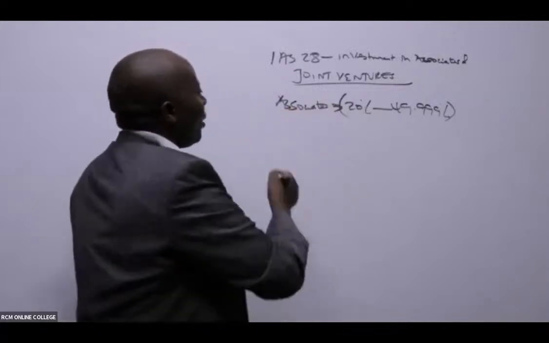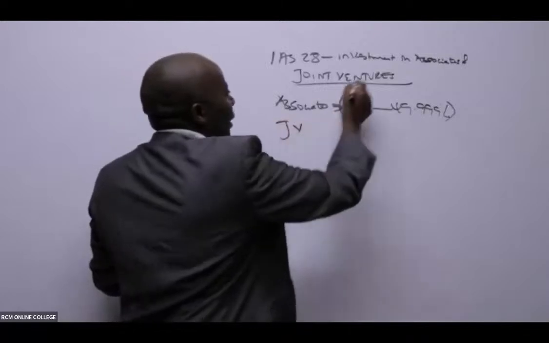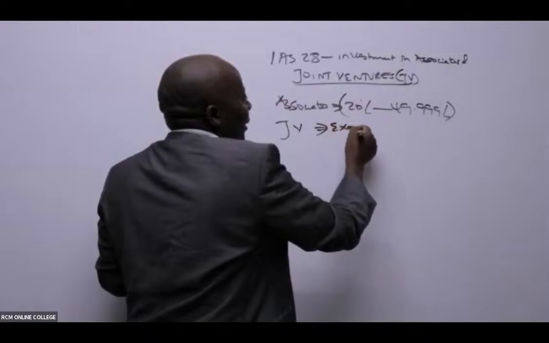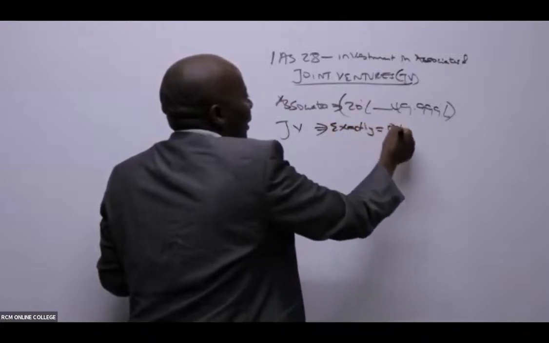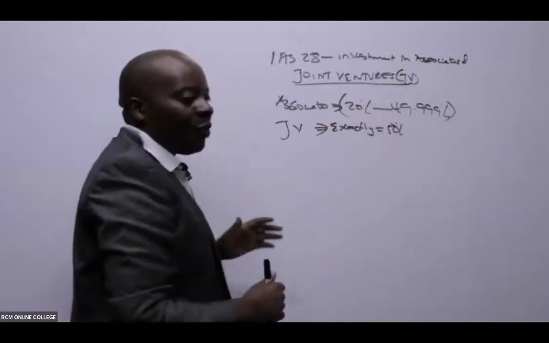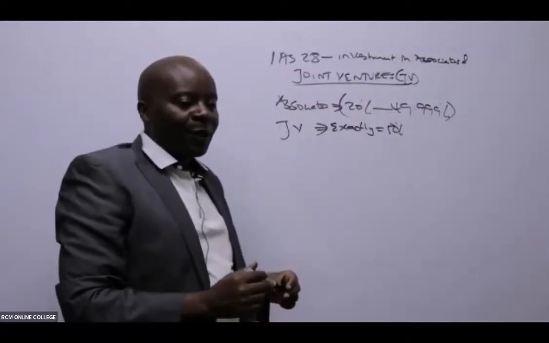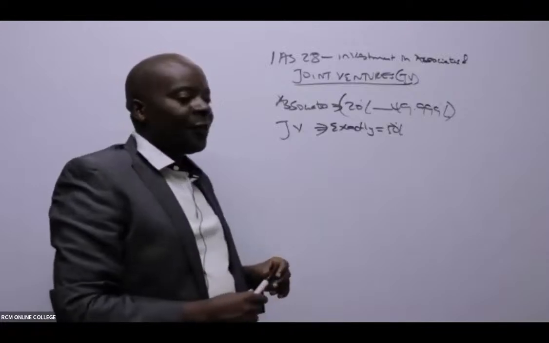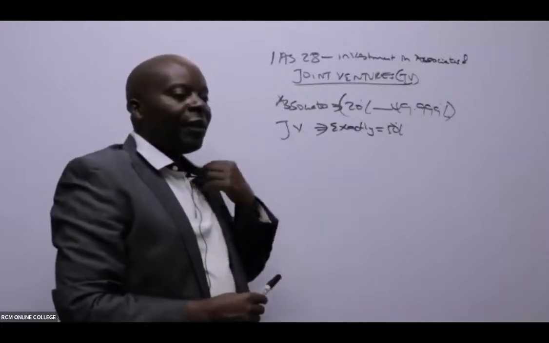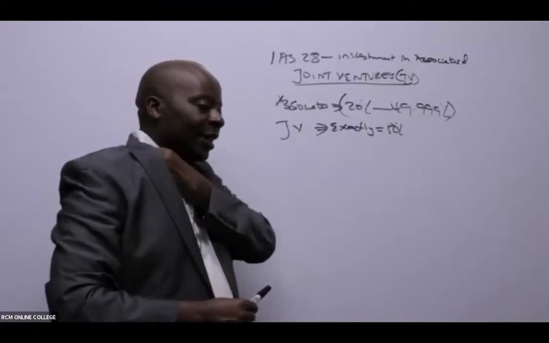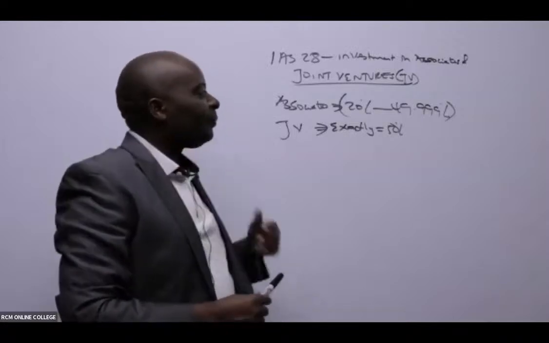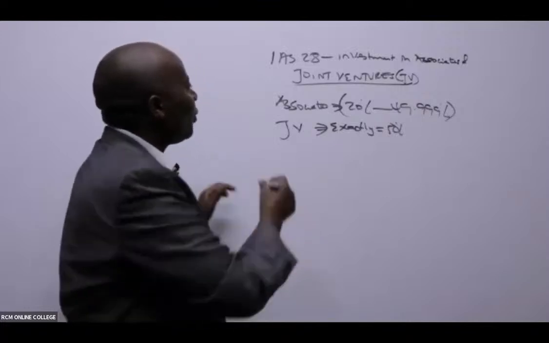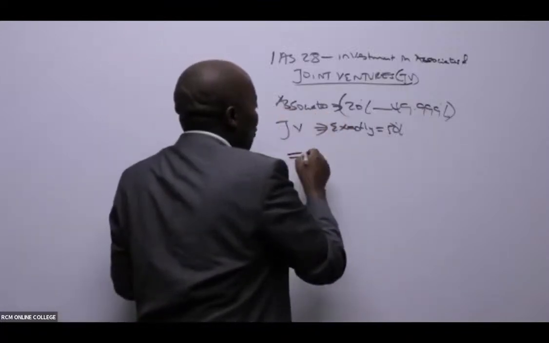And then we have a JV, a joint venture. If you remember, this is exactly 50%. We normally call a joint venture Mr. 50%. All right, so very, very important. For these two, we normally use what we call equity accounting.